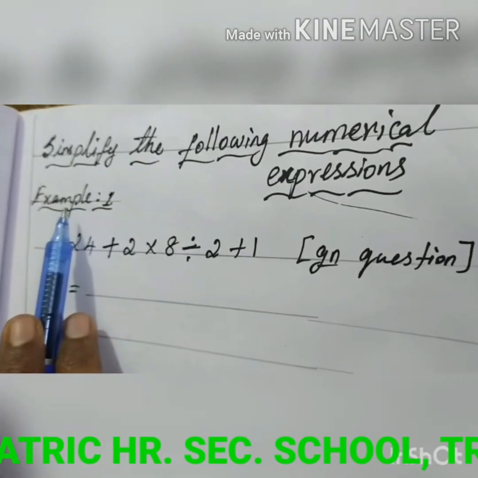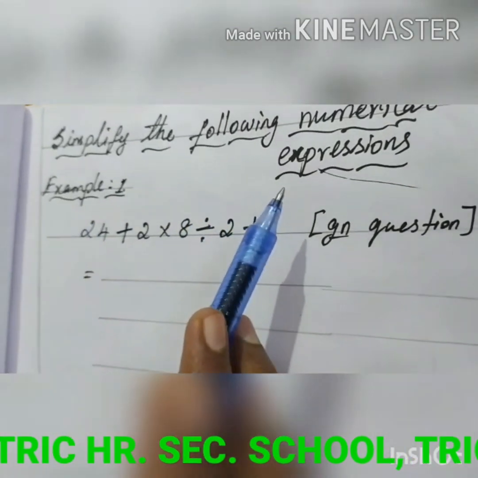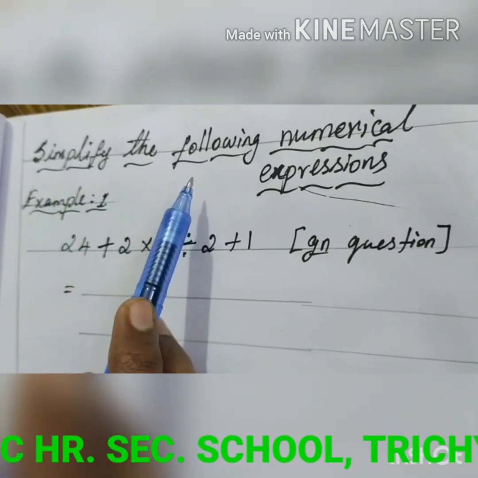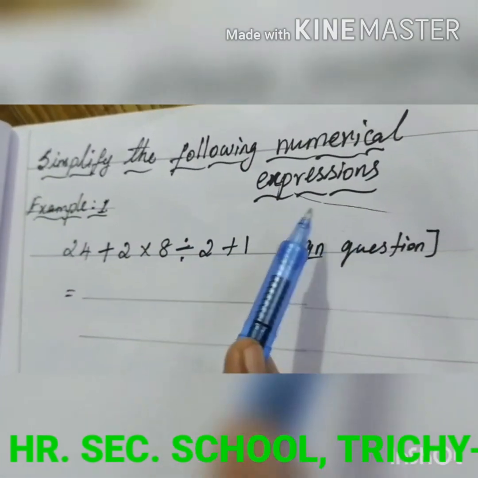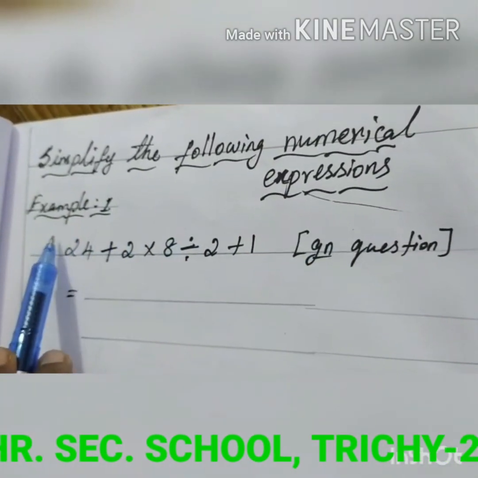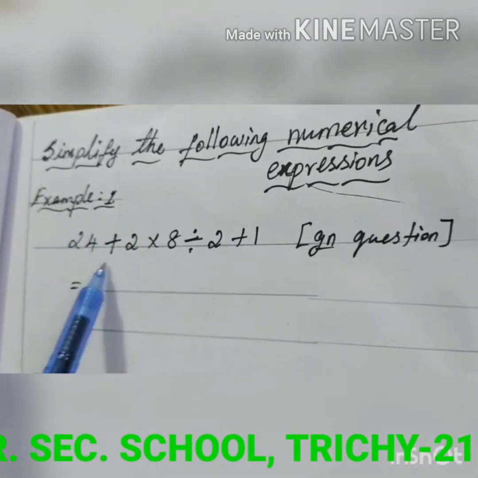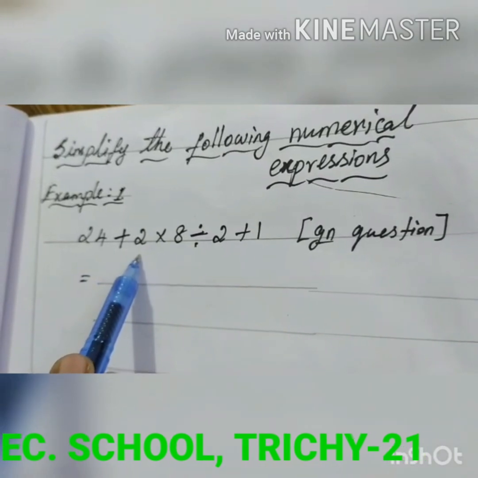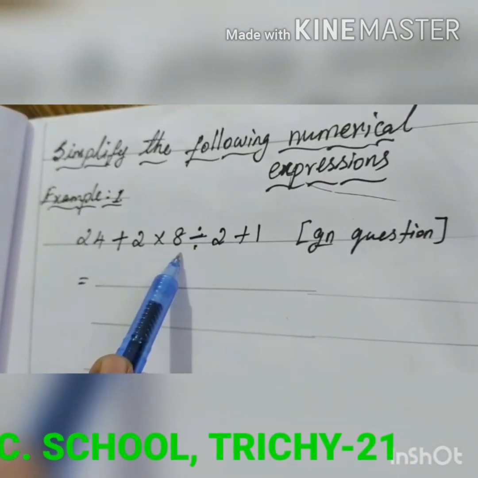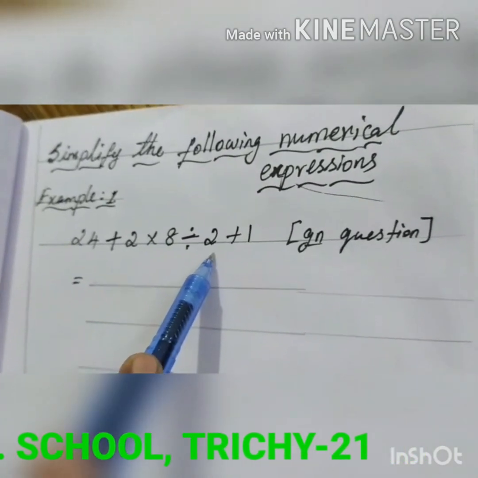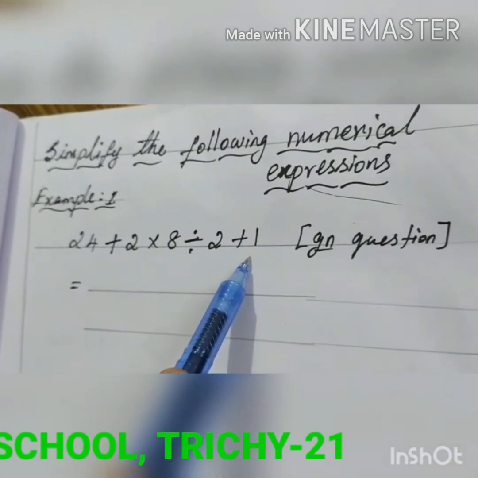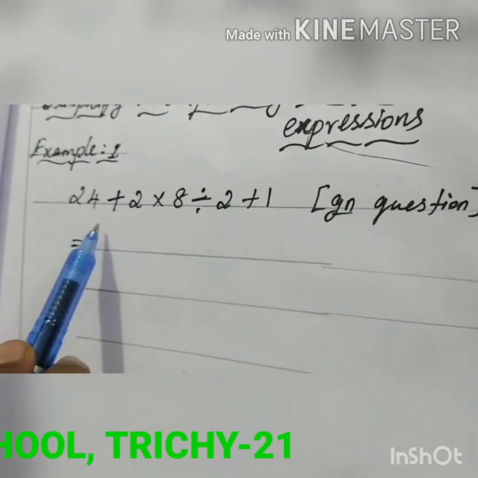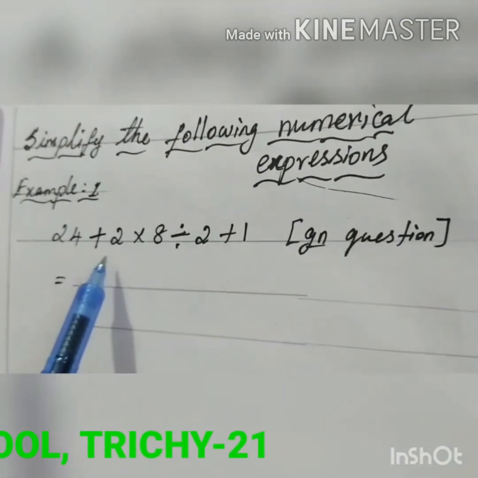Okay students, now let us see the example sums. See the heading, simplify the following numerical expressions. Example number 1. See the sum. 24 plus 2 multiplied by 8 divided by 2 plus 1. Here you can see many arithmetic operations are there.